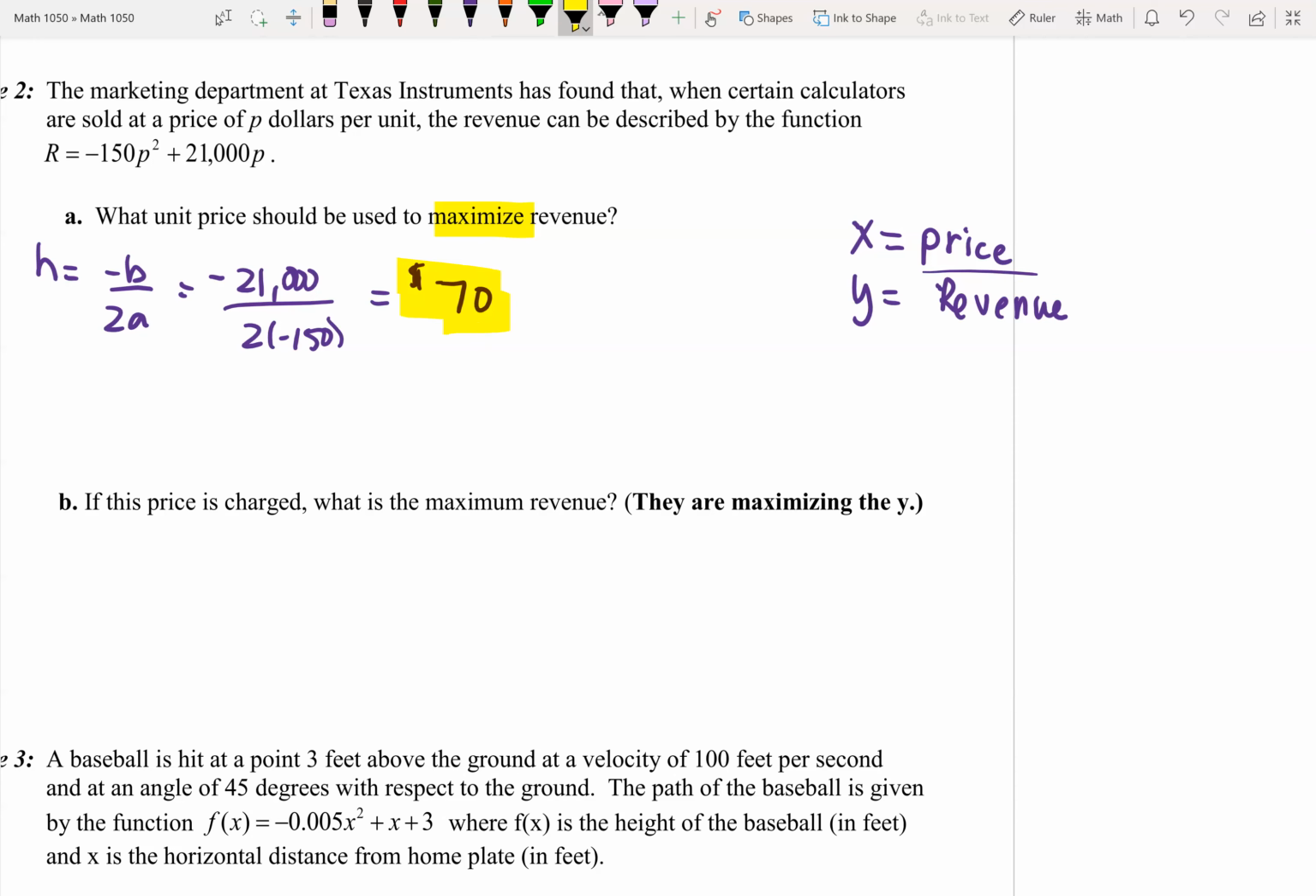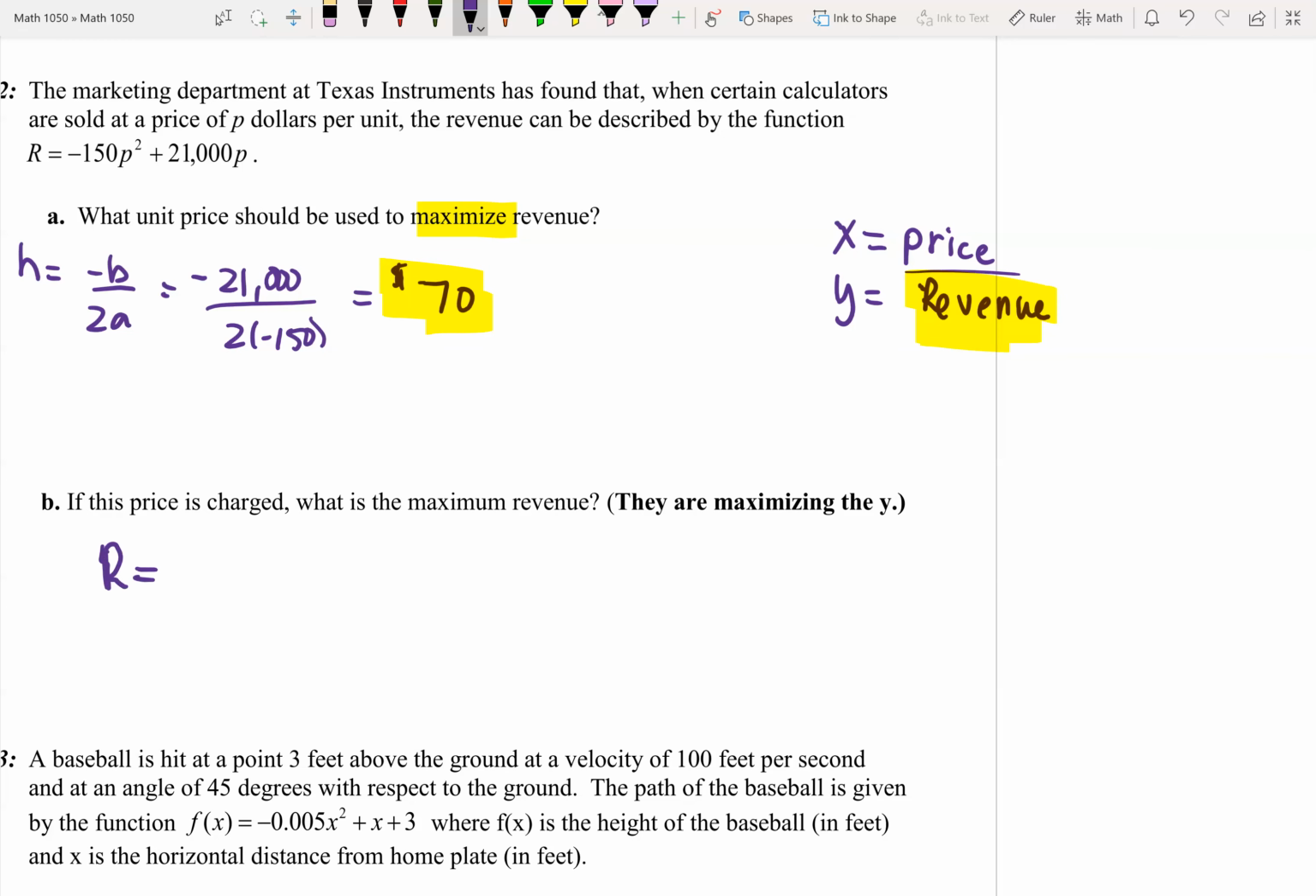Read the second question, you guys. If this price is charged, meaning the $70, what is the maximum revenue? You are maximizing the y. Okay, so here's my y. It's revenue. Somebody tell me what to do. Just plug it in. We've already done this. So it's just revenue equals negative 150 times 70 to the second plus 21,000 times P, which is 70. Some of you are not showing enough work on your test, and I nabbed you just a little bit. Like I hit you with a point here and there, and I put work on. So I wrote the word work. So just be careful that you're showing enough. You have to show that. Okay, that's the minimum that you have to show.